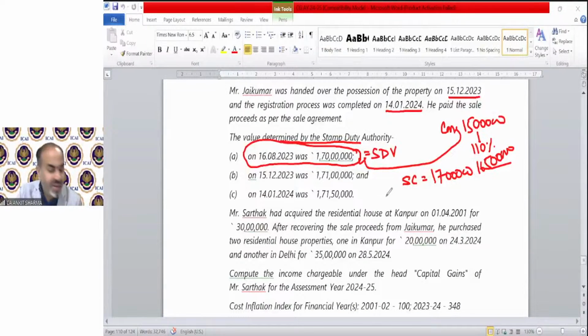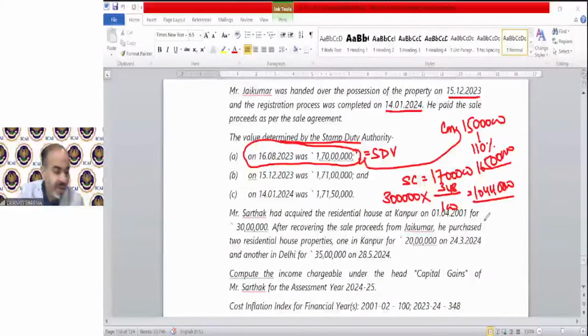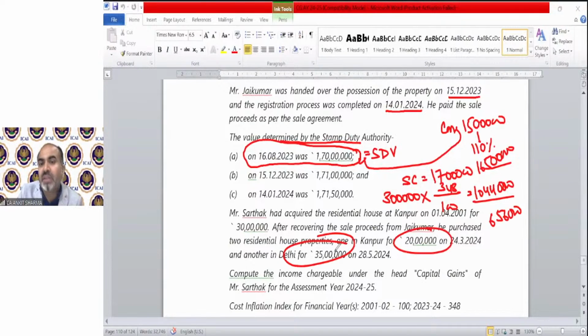Now the normal provision: indexed cost of acquisition. 30 lakh is the cost of acquisition. We have to apply the indexation 348 divided by 100. That will be 1 crore 44,000. The long-term capital gain will be 656,000. Now he purchased two properties for the purpose of exemption under section 54. Because the gain is less than 2 crore, we can take the benefit of both properties. One is for 20 lakh, one is for 35 lakh. So both will be exempted. The remaining gain will be 10 lakh 60,000 approx.